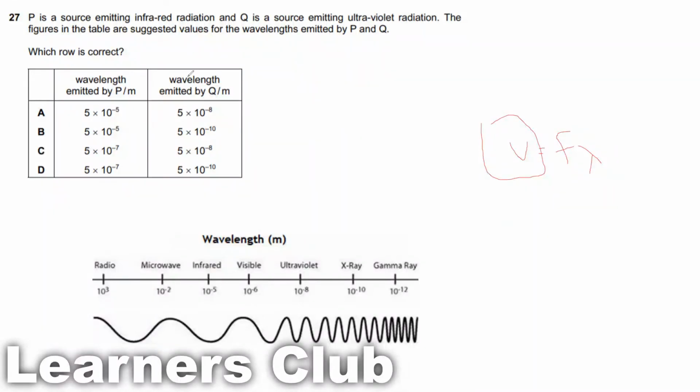So here P is infrared, that's here. And Q is ultraviolet, that's UV. So infrared is 10 to the power minus 5. So it can be either this value or this value. Ultraviolet is 10 to the power minus 8. So that's this value. So the only option we got is option A.